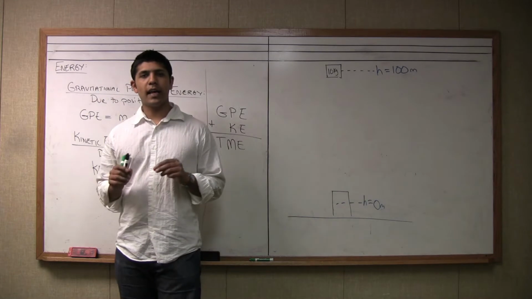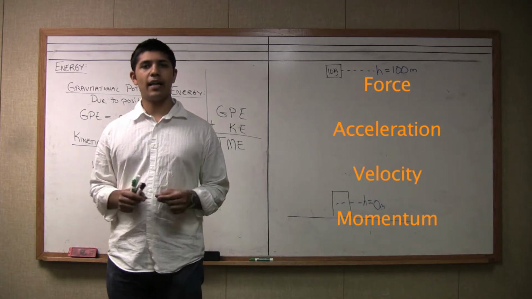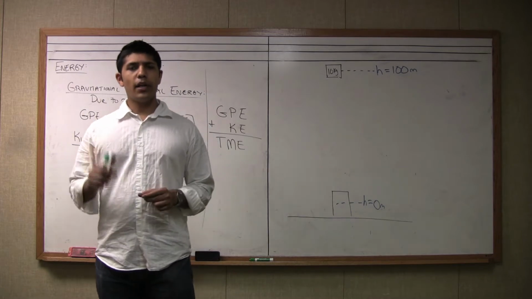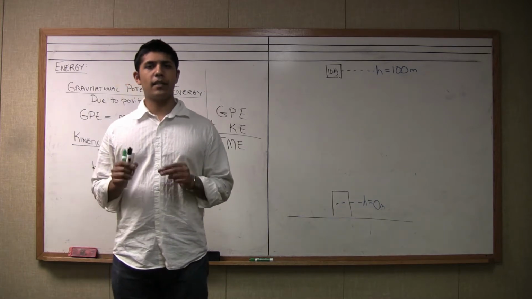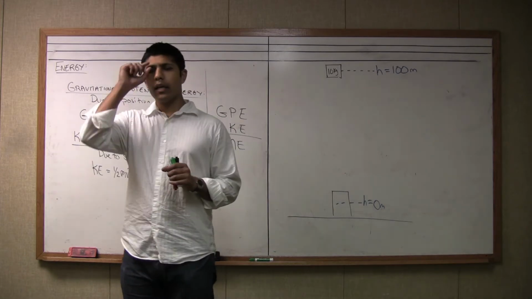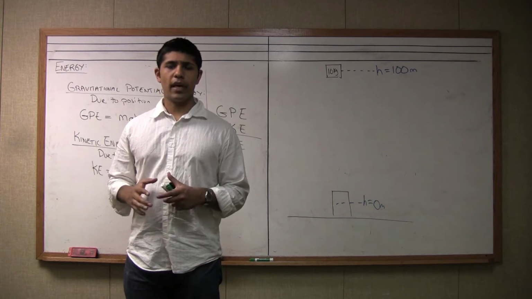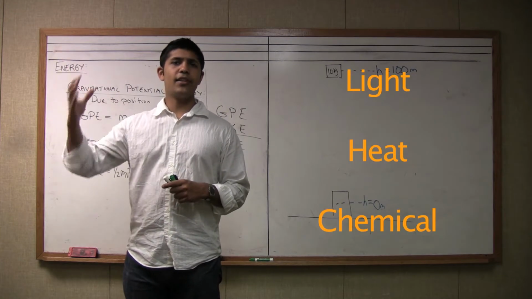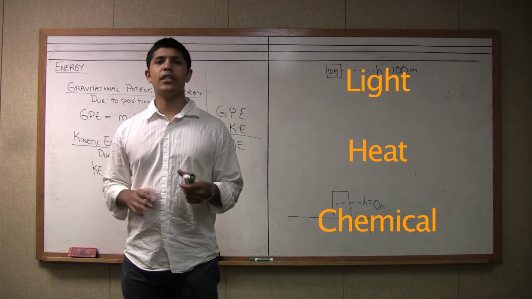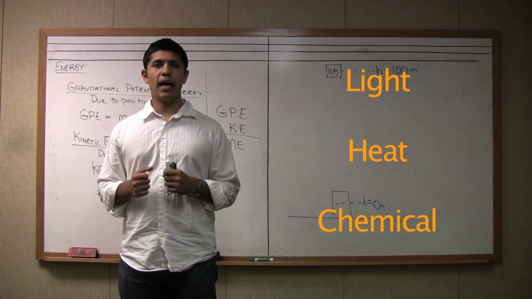Now that we've already looked at a lot of vector-based quantities like force, acceleration, velocity, momentum, another great way to analyze a lot of physical scenarios is to understand them based on their energies. Now, there are many different types of energy in this world. There's light energy that comes from the sun, there's heat energy, there's chemical energy stored in sugars and other types of bonds.